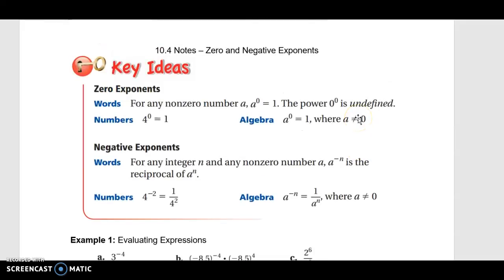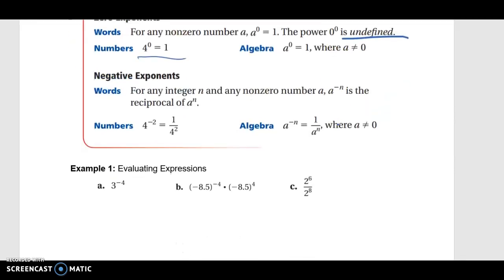Guys, so today we're going to be talking about 10.4, which is zero and negative exponents. If you take a look right here, it says for any non-zero number, a to the 0 power equals 1. The power 0 to the 0 power is undefined. So anytime that we have a number or a letter raised to the 0 power, that will always be 1. Anytime 0 is raised to 0, it's undefined.